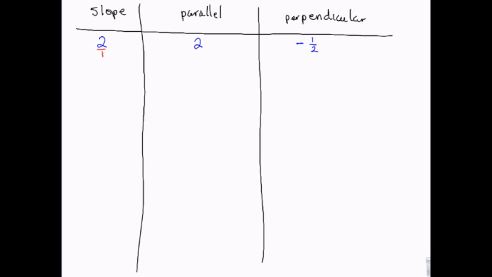Okay. My second one is a negative 1/5. Parallel will be negative 1/5, and perpendicular will be 5. You can leave the 1 in there if you want. Parallel? Perpendicular? Not too bad?